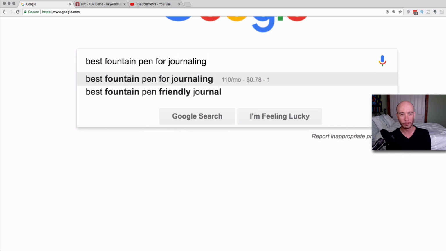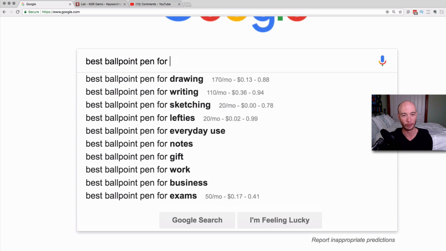So now we've jumped into another area, best fountain pen. So no one's typing in best ballpoint pen for journaling. Okay, so Google is sort of jumping ahead. They're like, hey, no one's really looking for that. But if you want to journal, this is how smart Google is. If you want to journal, you probably shouldn't use a crappy ballpoint pen. Maybe step up your game, use a fountain pen. All right, so that's kind of what we're learning there.